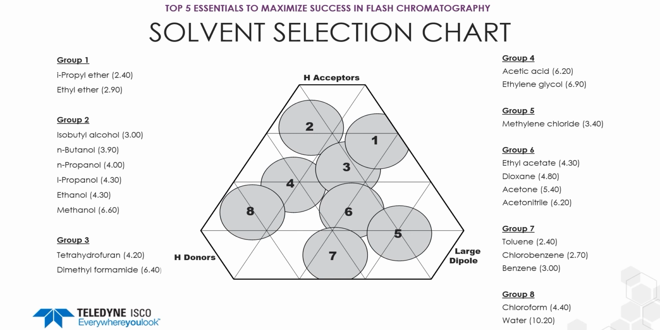So let's use an example. Let's say we're looking at reverse phase, and we use a certain percent of acetonitrile in water on a C18 column, and we just didn't get the separation we were looking for. Well, one might think that it's a good idea to switch acetonitrile for acetone, both of which are in group 6, but acetone has a polarity of 5.4 compared to acetonitrile 6.2.